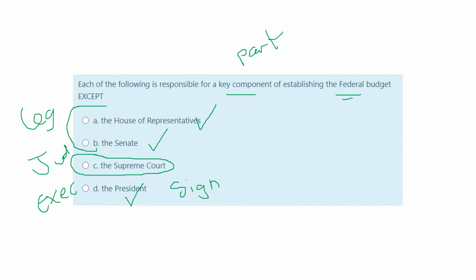The president could try to change the bill. He could refuse to sign it and say, I want to add this or I want to change that. And then the legislature could either agree or they could just override the president's veto and pass the law anyway. But the legislature and the executive are both involved in making the federal budget.